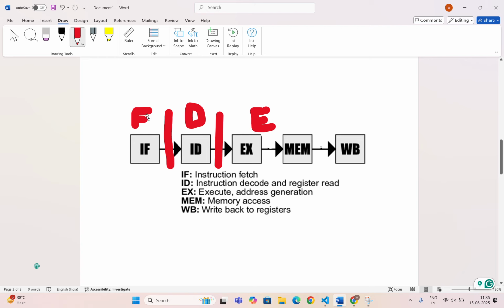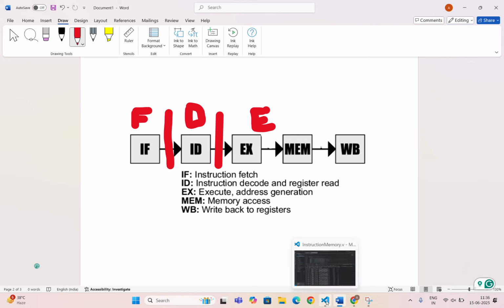In this, what will happen? The first instruction would be in the fetch stage. Then at the next clock, the first instruction would be in the second stage, and the second instruction would be in the first stage. After that, the first instruction would be in the execute stage, the second in the decode stage, and the third instruction would be in the fetch stage.